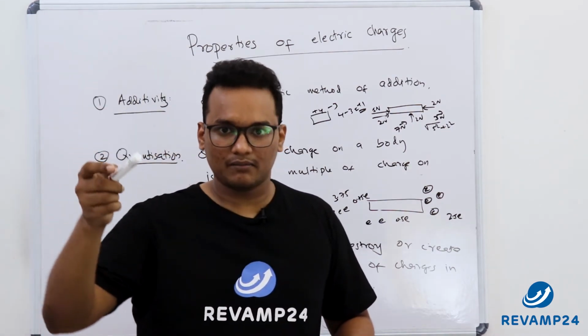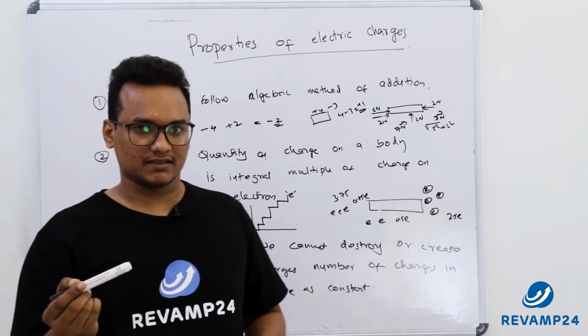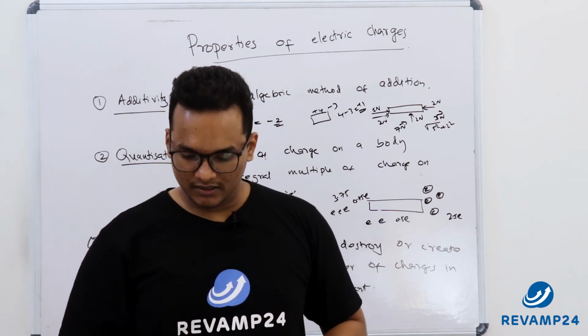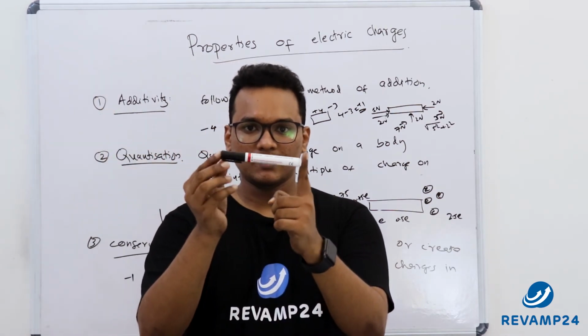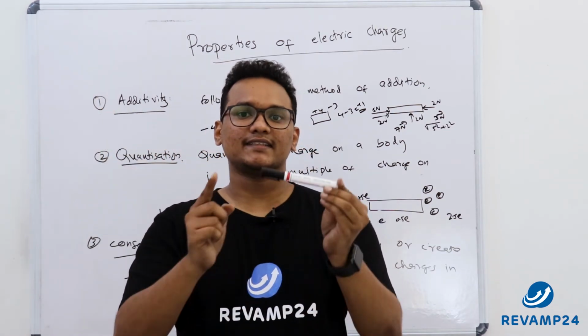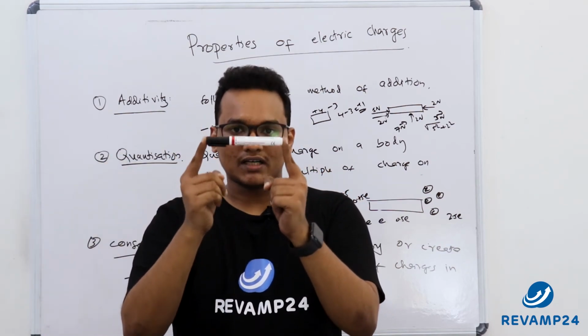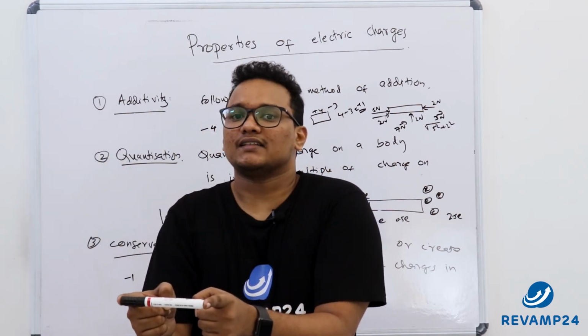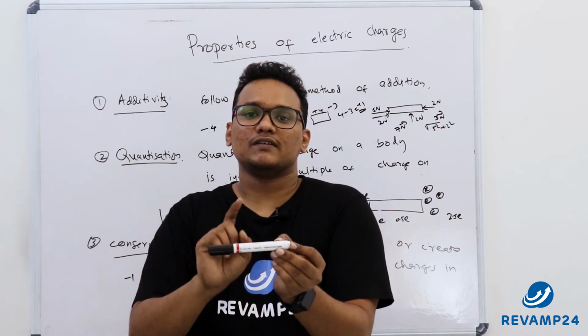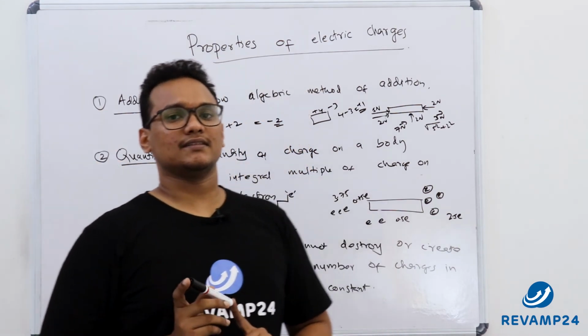Now let's say when I am rubbing, it has got a negative charge. It has got excess electrons. Now when I am not rubbing it, the net charge is 0. That doesn't mean that this has no charge. Whatever number of negative charges it has, the same number of positive charges it carries. So the net charge is equal to 0.